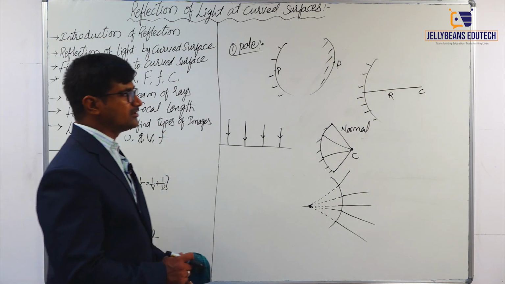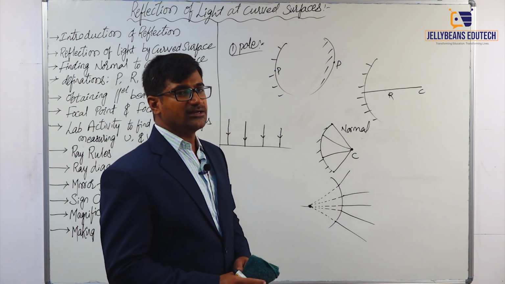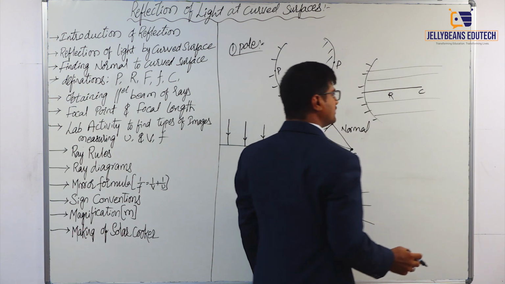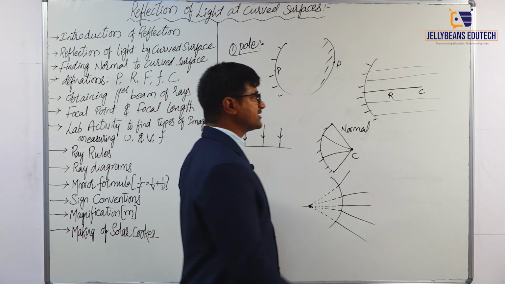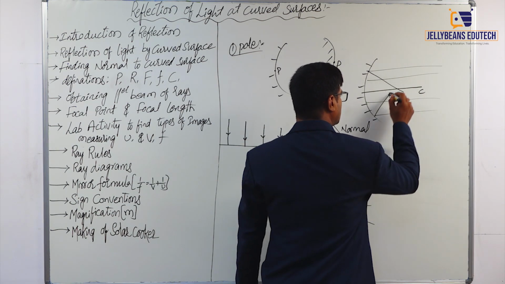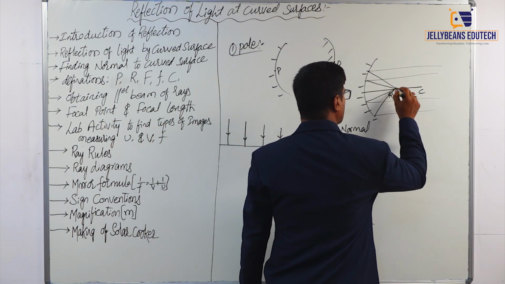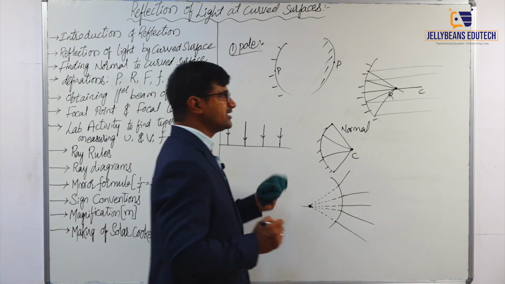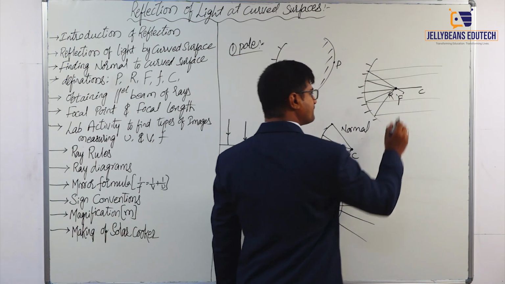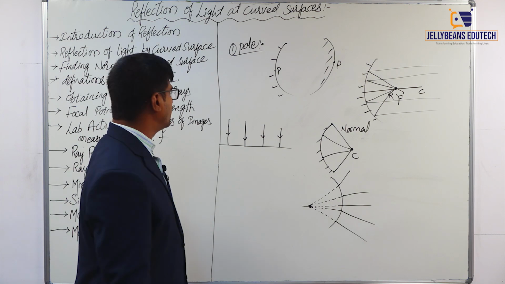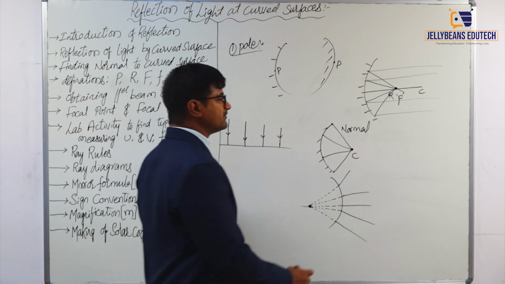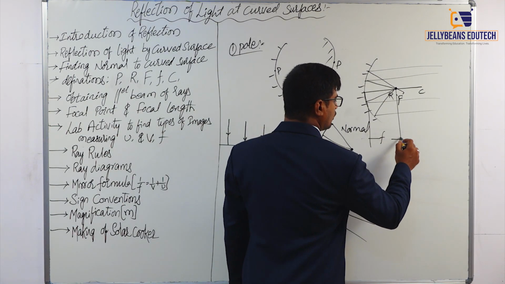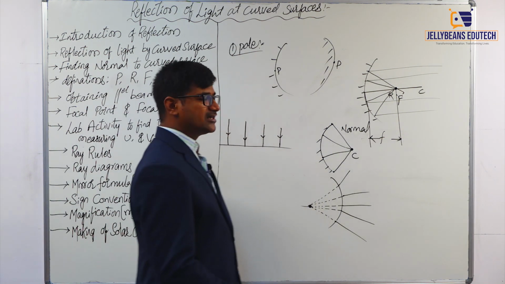Next, focal point. When we consider parallel light rays to the principal axis, then after reflection all the light rays will converge at a point on the principal axis. That point we consider as the focal point, F. And small f is the focal length. The distance between the pole and the focal point is called the focal length.